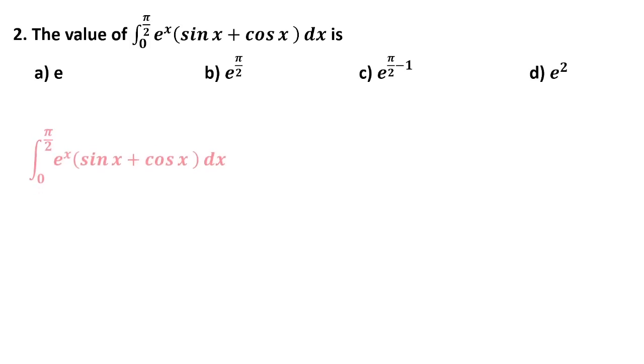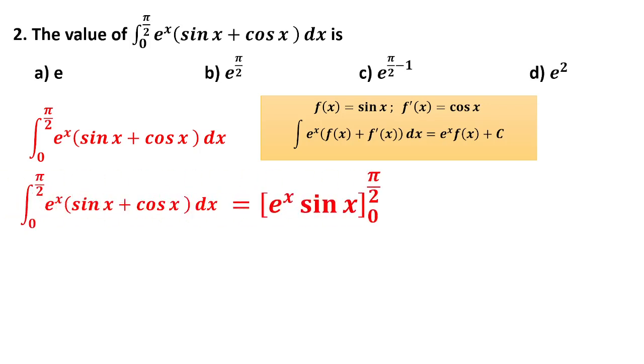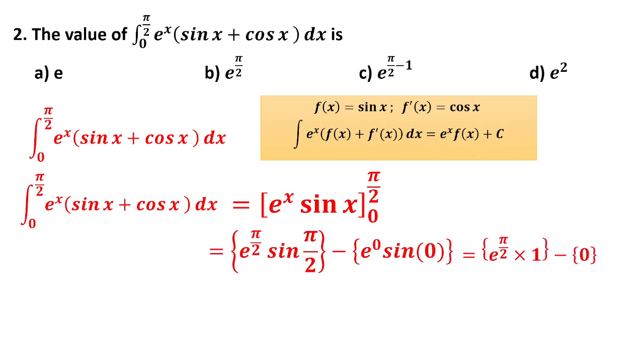Let us see. Now we know that if f of x is sin x and f dash of x is cos x in this problem, then integral of e power x into f of x plus f dash of x is e power x into f of x. This is done through integration by parts, and there is a formula for it. In this problem, therefore, when I use that property, the answer is only e power x into sin x from 0 to pi by 2, or e power pi by 2 into sin pi by 2 minus e power 0 into sin 0. Therefore, the answer is e power pi by 2 into 1 minus 0, so the answer is e power pi by 2.